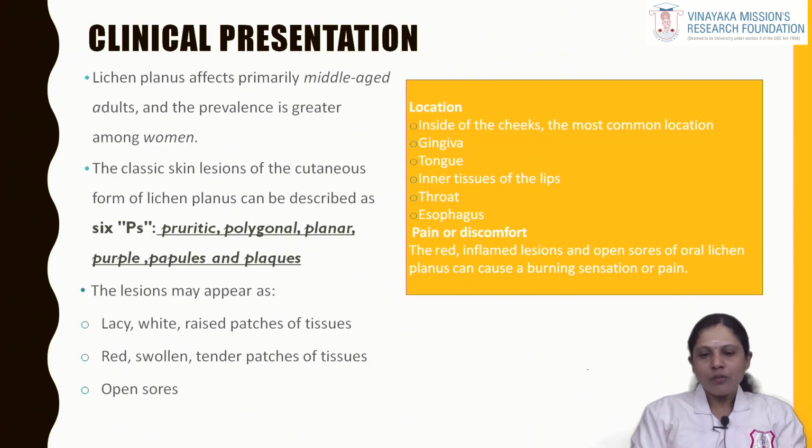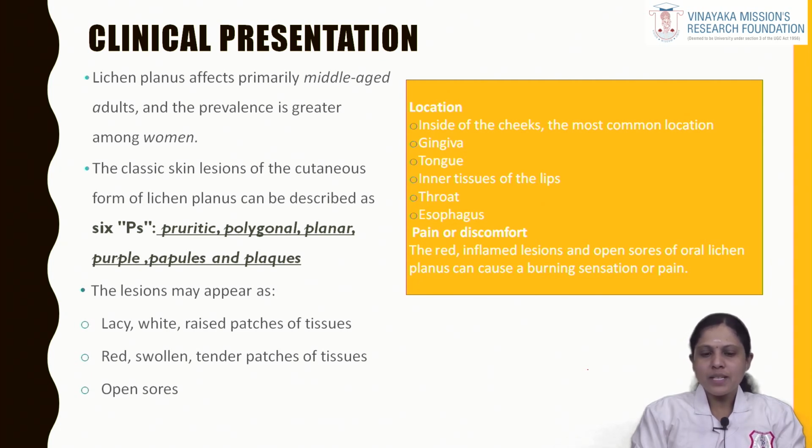Clinically, it mainly involves middle-aged females, and the classic skin lesions for lichen planus can be described as 6 Ps, that is pruritic, polygonal, planar, purple, papule and plaque. Pruritic means itching, polygonal means of any shape, planar means mostly flat, purple in color, and it may exhibit as papules or plaques.